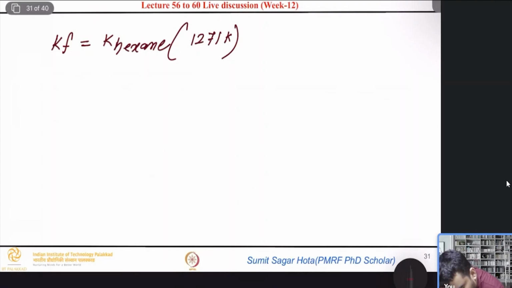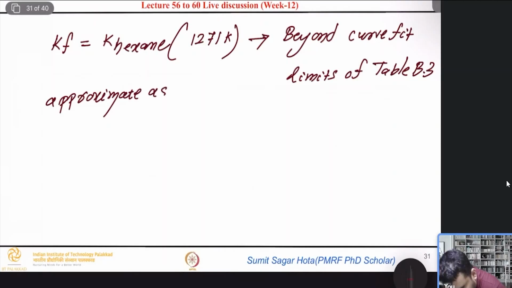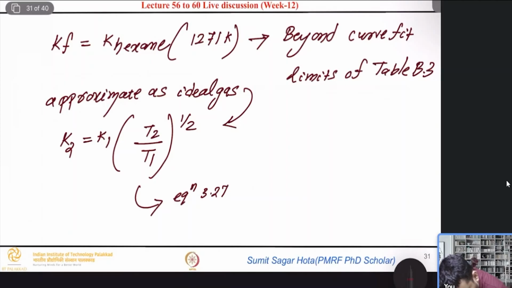Okay, kf equal to k of hexane at 1271 Kelvin. This value is beyond the curve fit limits of table B.3. You have to see all these tables in our prescribed textbook, S. R. Turns, An Introduction to Combustion, 3rd edition, McGraw Hill 2017. So approximate as ideal gas: k2 is equal to k1 times (T2 by T1) to the power 1 by 2, equation 3.27.